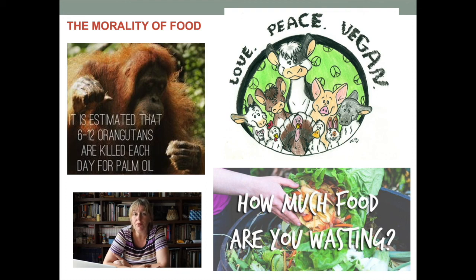So the distribution of food rather than the consumption of food, where you have some people eating too much and wasting food, throwing food away, and some people being malnourished and even dying from starvation. Also, the ecology of food production. Like here, it is estimated that 6 to 12 orangutans are killed each day for palm oil.